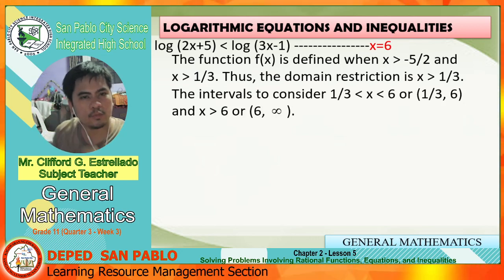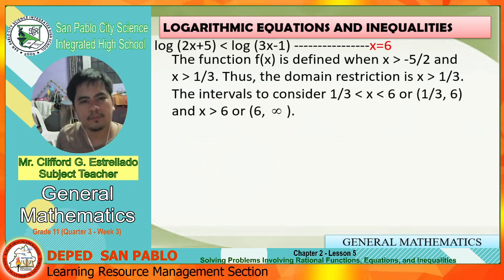Kasi kung equal yun doon, so magiging 0 yon. Logarithm of 0. So, di po pwede. Dapat kasi positive. So, kaya greater than negative 5 over 2 and greater than 1/3. So, the domain restriction is x is greater than 1/3 since sa ating number line, so, diba, negative 5 over 2 yung isa, 1/3. So, ang intersection ng dalawang yan ay nasa x is greater than 1/3.